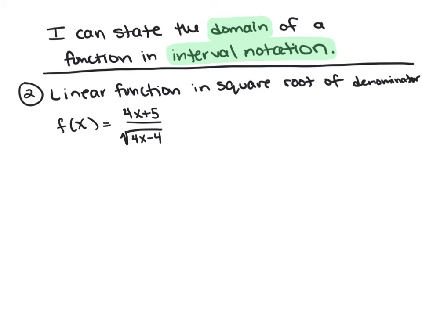Hopefully you guys remember, what can a denominator never equal? A denominator can never go to what? A denominator can never be 0.